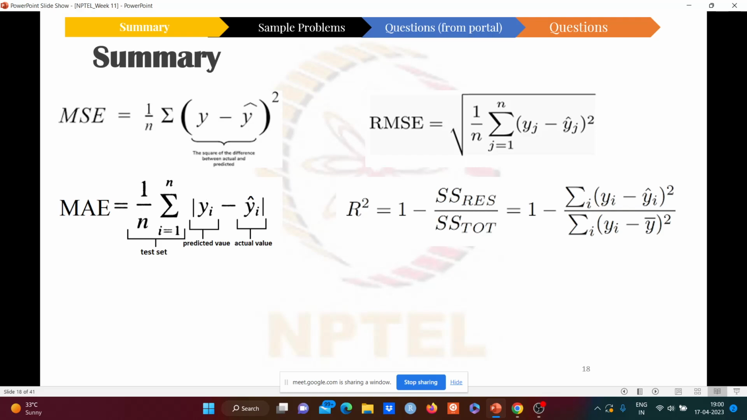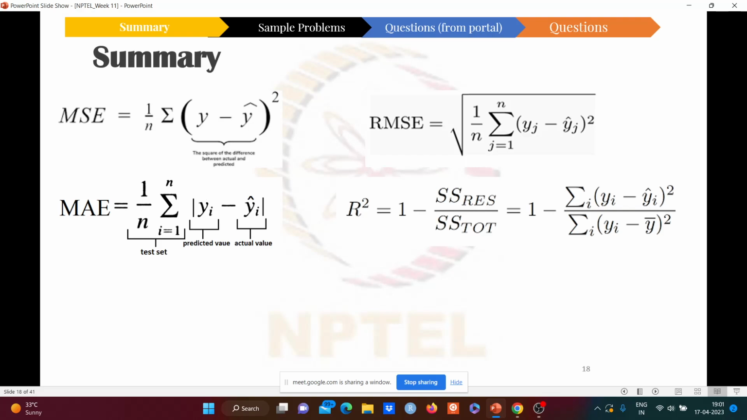Next is mean absolute error, shortly known as MAE. MAE is the average of absolute differences between the predicted values and the actual values. Think we have a predicted value of 10 and an actual value of 8. So the difference is 2. Even if it is negative, the value is 2, because we take the absolute value here.